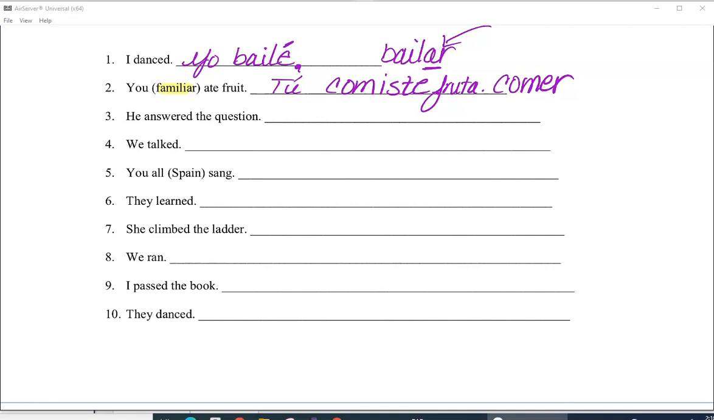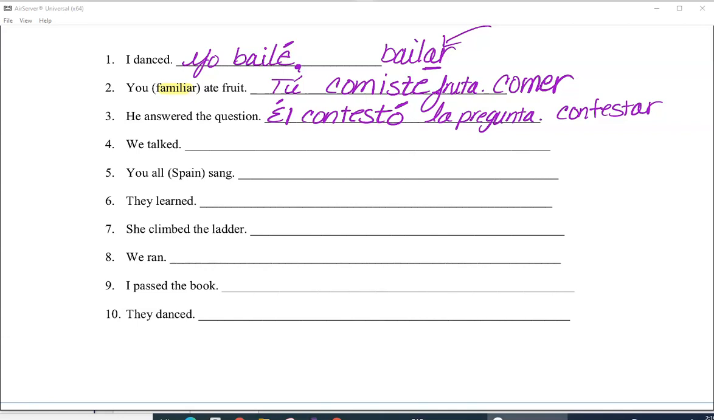He answered the question. So we know our subject of he is él, and that's that E with the accent mark, or it means the. And then to answer is contestar. So this is where it's really important that we're studying, learning, memorizing those infinitives, because we can start using these in any of the sentences. All right, once we dropped our AR, we're left with contest. And then we know that it's an AR verb, so it's aste, o with the accent. Él contestó la pregunta.